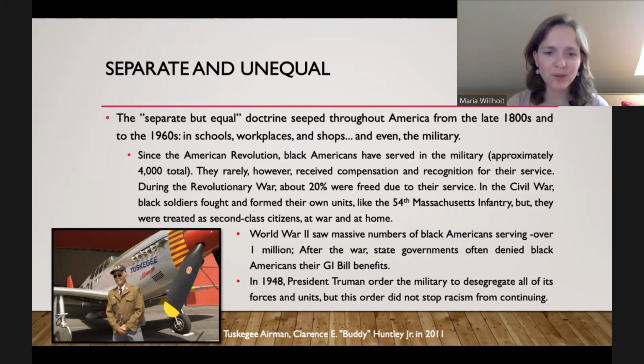And I just want to show you this picture. This is a Tuskegee Airman. His name is Clarence E. Buddy Huntley. He is an airman. He fought in World War II. This is a picture of him in 2011. He actually died, I think, last year.